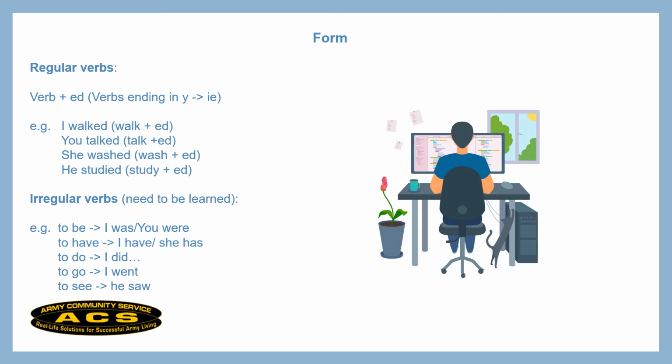So for example, with to be, you would say, I was, you were. So you have two different forms here, and you need to know when to use was and when to use were. Or for example, to have, I have, and then for the third person singular, you would say has: he, she, it has. To do, the past tense would be did, to go, went, and to see, saw. And of course, there are more irregular verbs, but again, you would have to learn those by heart.